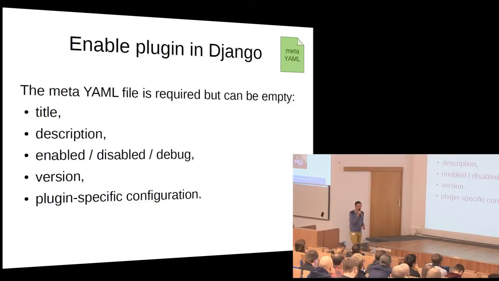Once we have the execution module, which does a useful thing, we want to make it visible in the front end so that the front end, the web page, is able to execute it. And for that cause, we use a metadata YAML file, which is required. And it normally contains some additional data for the plugin, such as human-friendly description, its status, whether it is enabled or not, its version, and any other configuration that the author desires to put there.